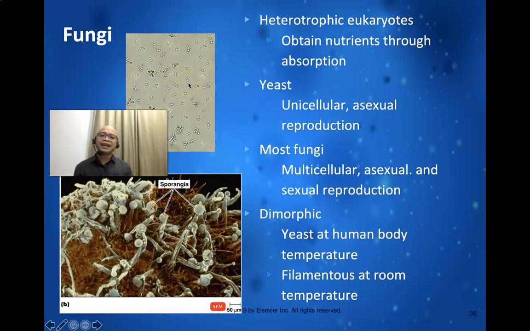Most fungi, however, are multicellular. They reproduce either sexually or asexually. Some fungi may be considered dimorphic, meaning their morphology changes depending on temperature. For example, Histoplasma capsulatum is dimorphic because at 37 degrees, or body temperature, it is in yeast form, but at room temperature, it is in filamentous or mold form.